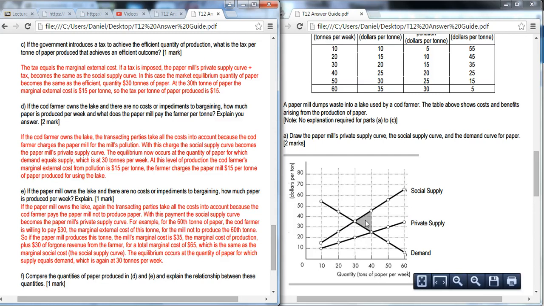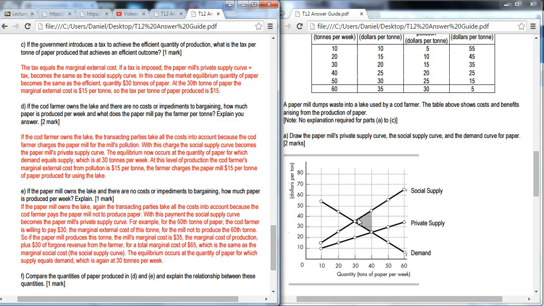If it's more than 30 tons per week, then what's going to happen? Well, how much is the paper mill going to make? Well, they're going to make this price from the demand curve less their private supply curve, so only a small profit. But the cost to the farmers is this much. It's a larger amount. So the farmers are going to be happy to pay, right?